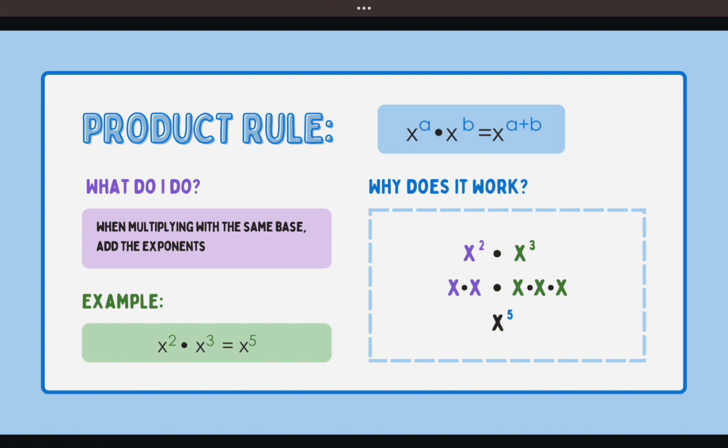Why does it work? X to the power of 2 is x multiplied by itself, and x to the power of 3 equals x multiplied by itself 3 times. So we have 5 x's multiplied by itself. So the answer is x to the power of 5.